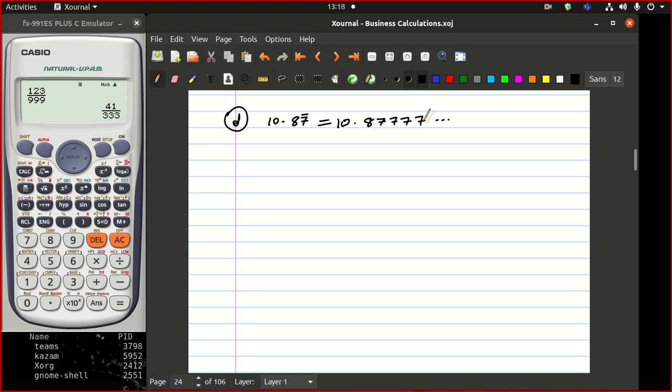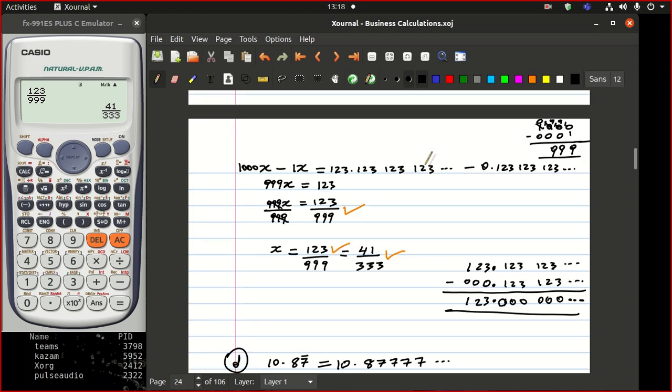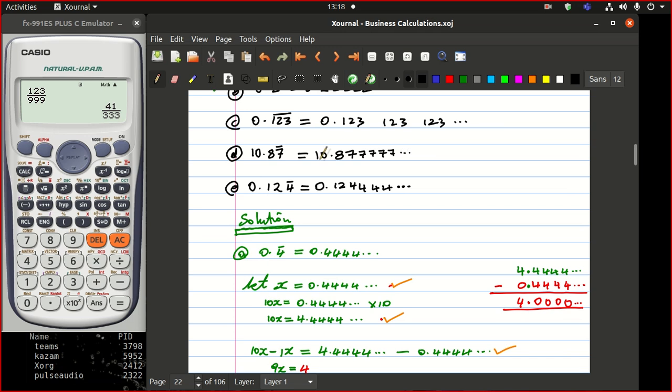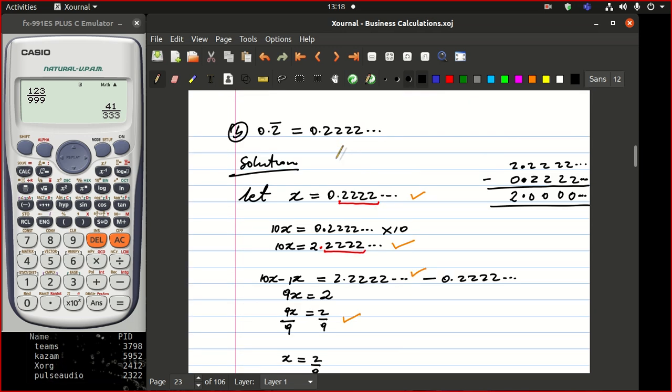We know that this is the same as 10.877777 and so forth. So what you do, you just say let your x equal to this number here, which is 10.877777. So that was supposed to be our D. Is that 100% correct? Let me see. Oh, it was our D, of course.